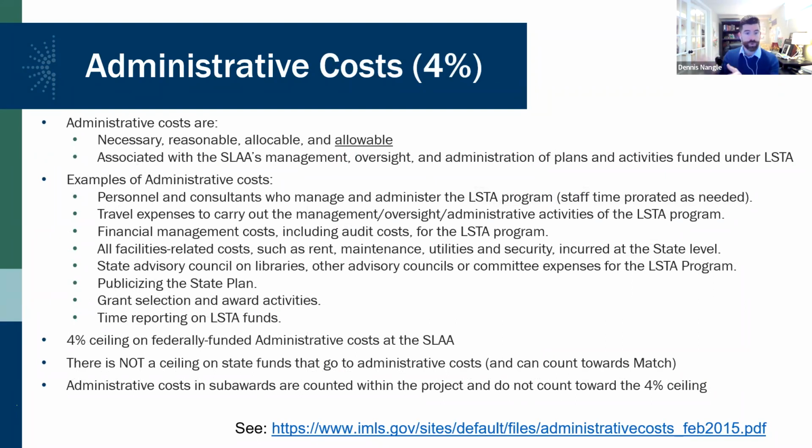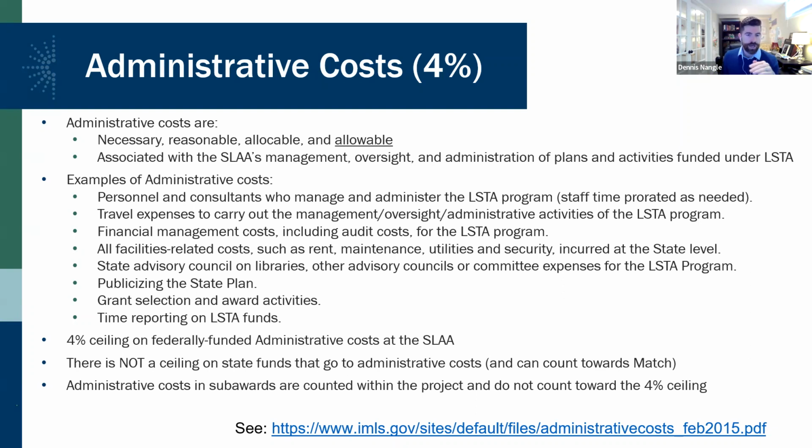And so this kind of breaks down what administrative costs are. I won't read every bullet by bullet, but I will give a top level overview. The administrative cost, if you've been around us talking about costs a lot, you've probably seen a lot of these adjectives to describe them: they're necessary, reasonable, allocable, and we underscored allowable because even if they are under this umbrella of maybe indirect, they still have to be allowable. They are often associated with the state library's management, oversight, and administration of plans and activities funded under the Library Services and Technology Act, or LSTA.